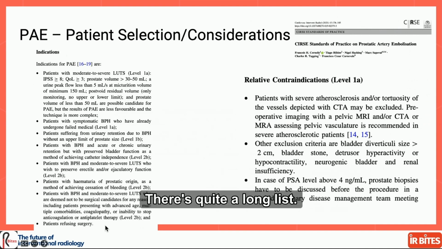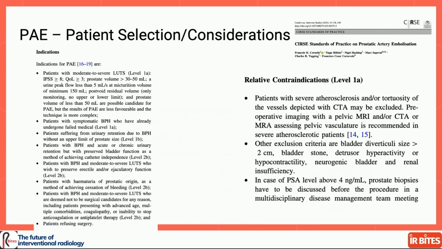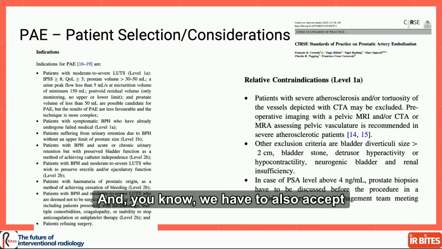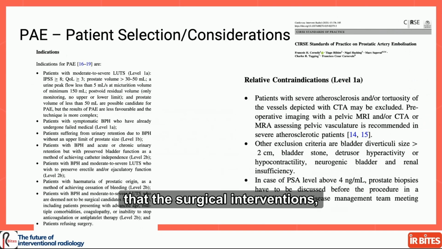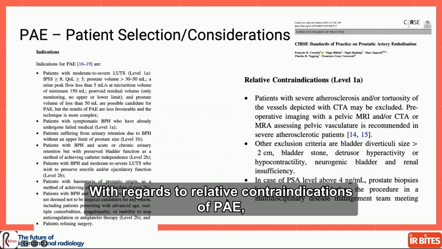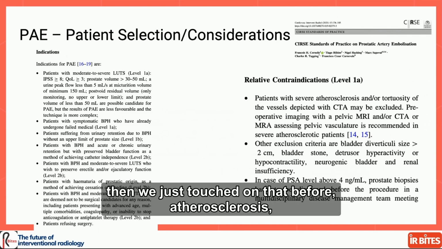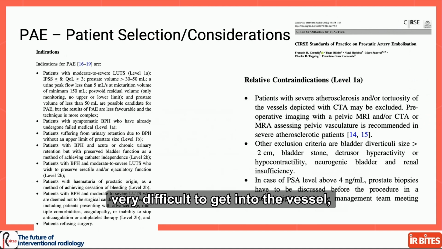There's quite a long list. I don't want to go into too much detail of them, but they're there. And we have to also accept that the surgical interventions, whether invasive or minimally invasive, still have a role. With regards to relative contraindications of PAE, we just touched on it before: atherosclerosis, very difficult to get into the vessel, very difficult access, which may preclude the procedure and therefore it can't go ahead.